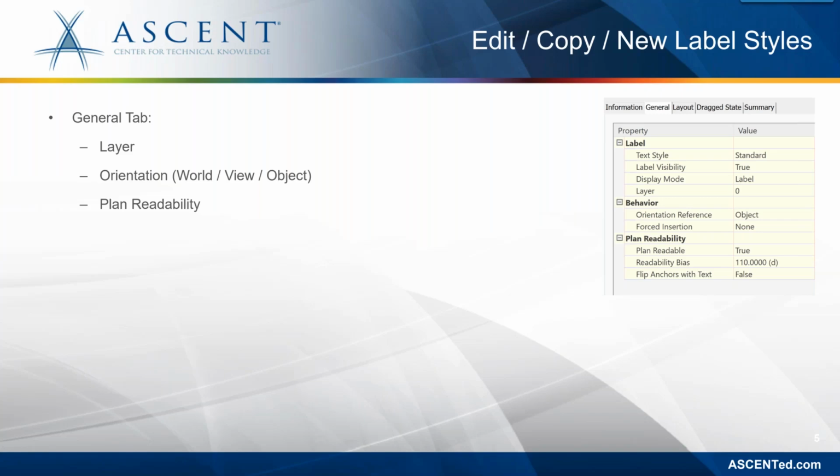And finally, we have plan readability, which means that, as I was just mentioning, as the view itself twists, or as the object twists in terms of contours, at a certain bias, at a certain level, it will flip itself so the text will not appear upside down. It gets complicated.